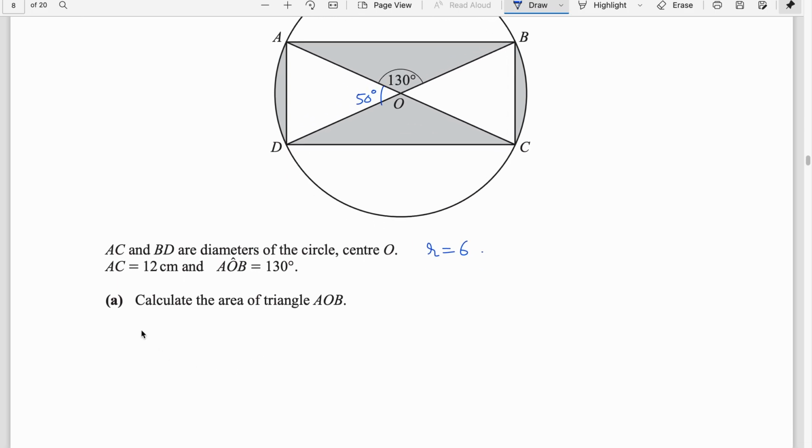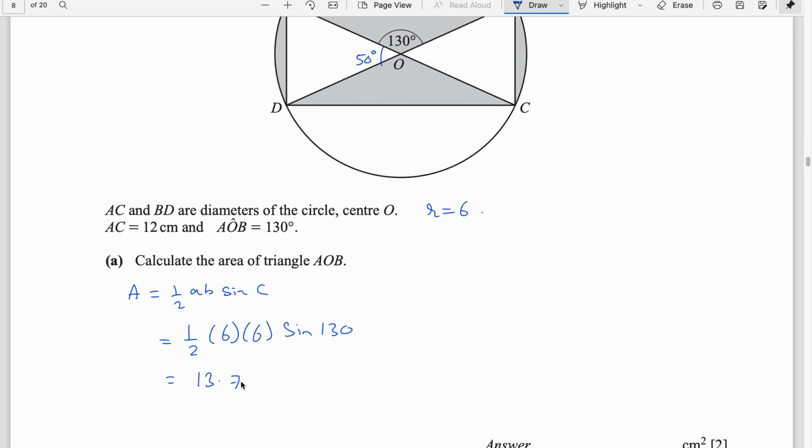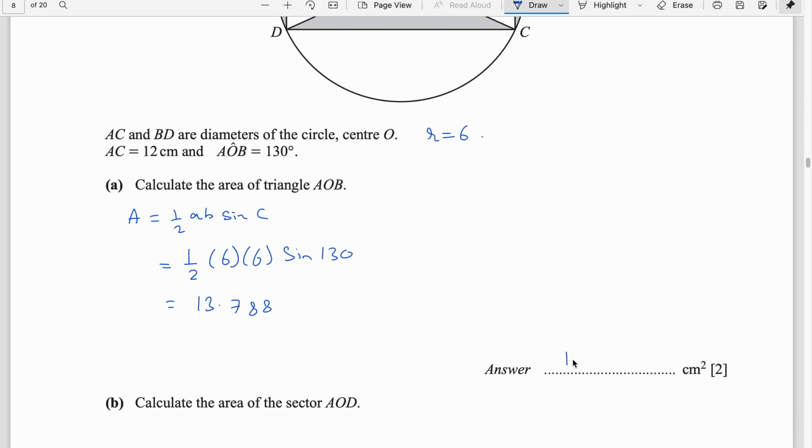Area of triangle AOB is 1 by 2 AB sin C, this is the general formula. So 1 by 2, one of the sides is 6, other side is 6. Angle between these two sides is 130. That gives 13.788, approximately equal to 13.8 centimeters square.